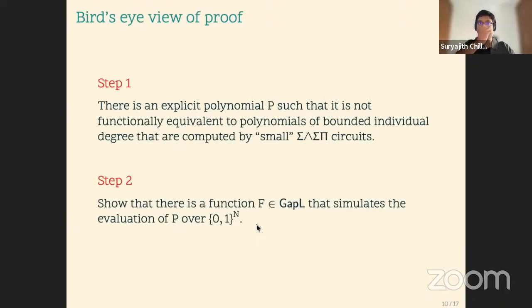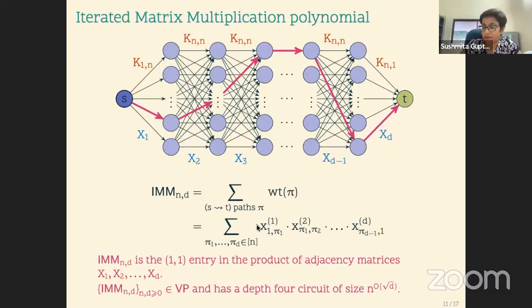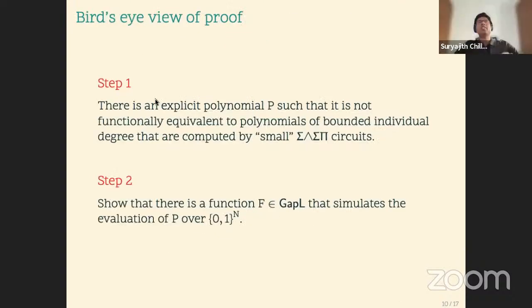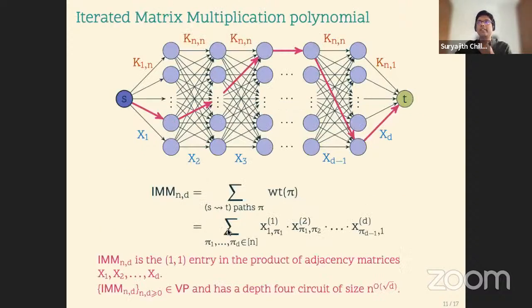So let me just say, well, how do you do this? The way we do this is by showing that there exists an explicit polynomial P such that it is not functionally equivalent to polynomials of bounded individual degree that are computed by small sigma power sigma pi circuits. So this is step 1. And there is step 2, which says that there is a function f that simulates the evaluation of this polynomial over 0, 1 power n over the domain.